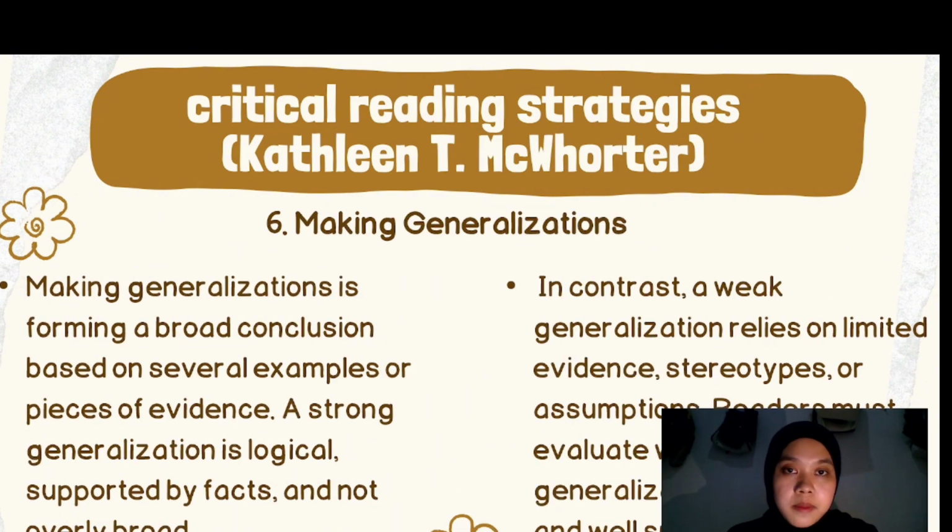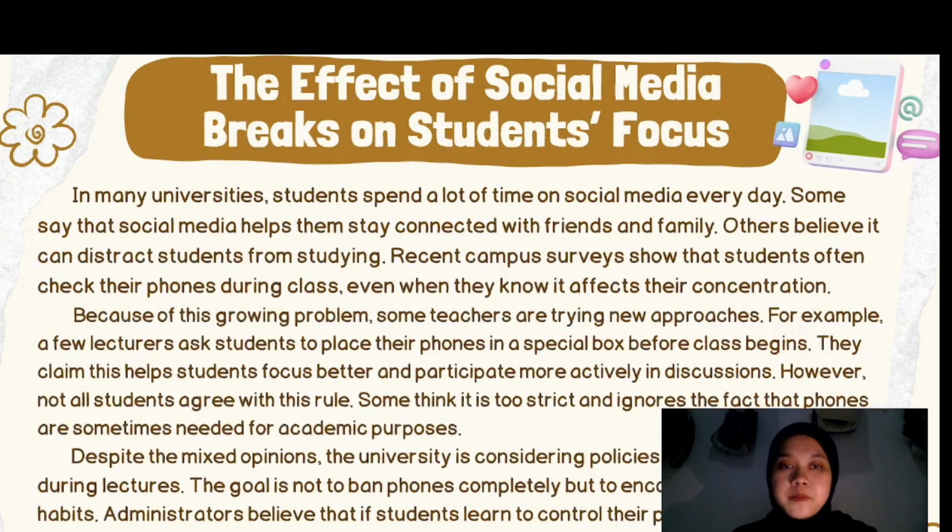Number six, making generalizations. Making a generalization is a broad conclusion based on several examples or pieces of evidence. A strong generalization is logical, supported by facts, and not overly broad. In contrast, a weak generalization relies on limited evidence, stereotypes, or assumptions. Readers must evaluate whether a generalization is reasonable and well supported before accepting it.